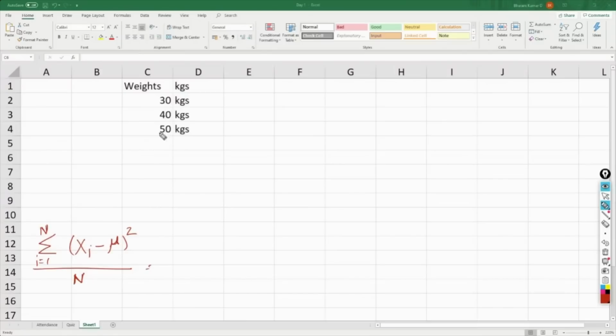So there are three numbers. So it would be summation of i equal to 1 until 3 of (xi minus mu) whole square divided by 3, because n is 3. You have three numbers. When I substitute i equal to 1, you get (x1 minus mu) whole square plus, if I substitute i equal to 2, you get (x2 minus mu) whole square plus, if I substitute i equal to 3, (x3 minus mu) whole square.